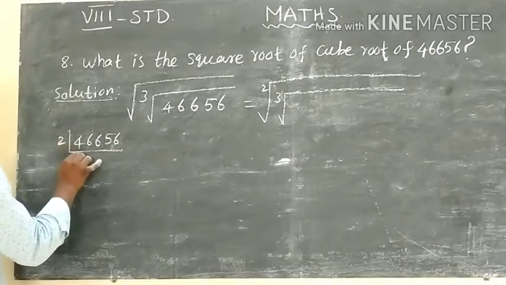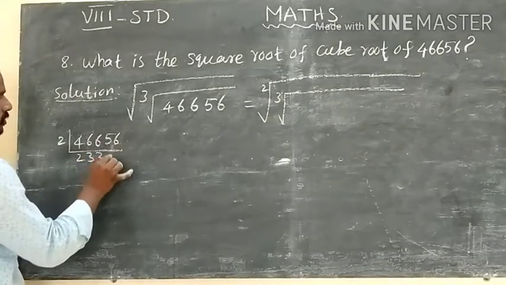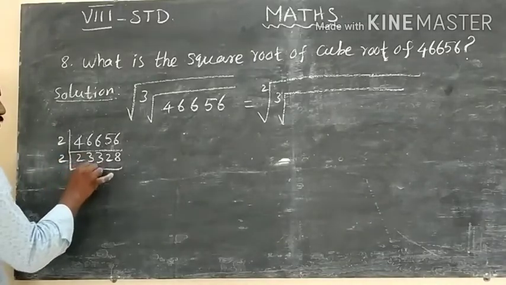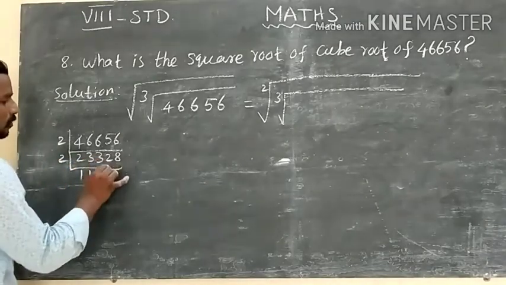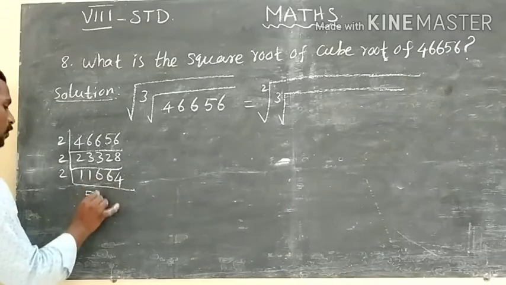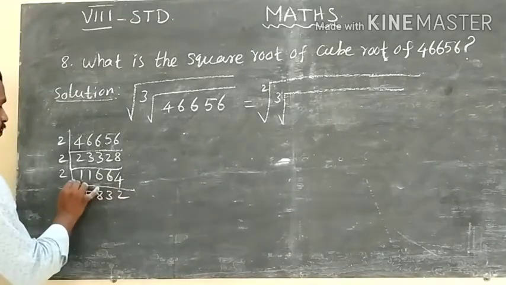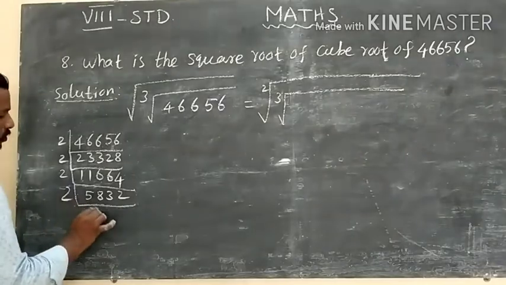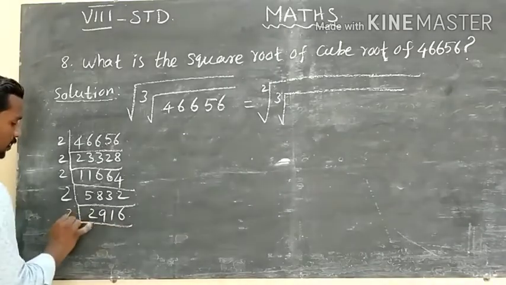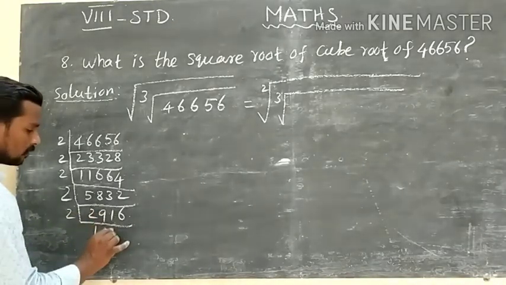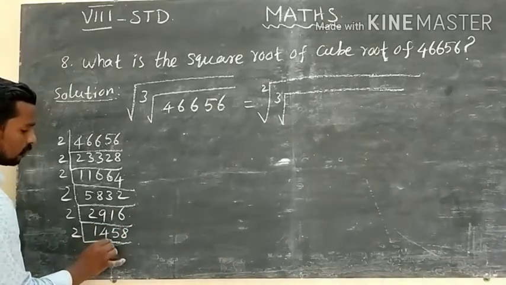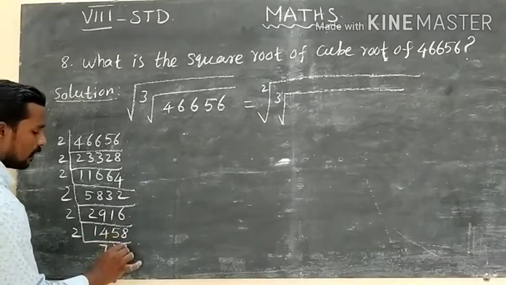So 46,656 divided by 2: 2 2s are 4, and 3 2s are 6, 3 2s are 6, 2 2s are 4, carry 1, 8 2s are 16. And continuing the division by 2: 1 2 is 2, carry 1, 6 2s are 12, carry 1, and so on, 5 2s are 10, carry 1, 8 2s are 16, 7 2s are 14, 9 2s are 18.